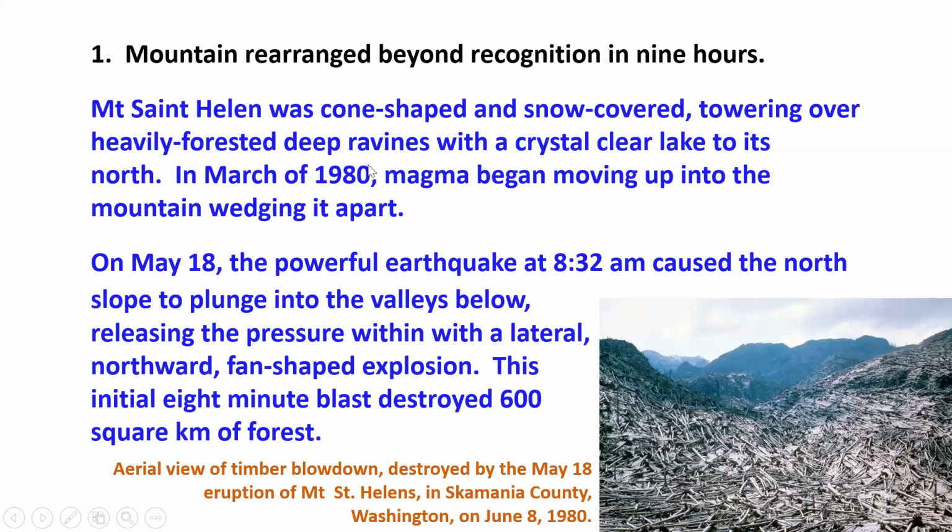And in much of 1980, magma, which is lava before it explodes up from the volcano, began moving up into the mountain, wedging it apart. It's starting to cause the mountain to kind of buckle under pressure. And on May 18, a powerful earthquake at 8:32 a.m. caused the north slope to plunge into the valleys below, releasing the pressure within with a lateral, meaning straight from the side, northward fan-shaped explosion.